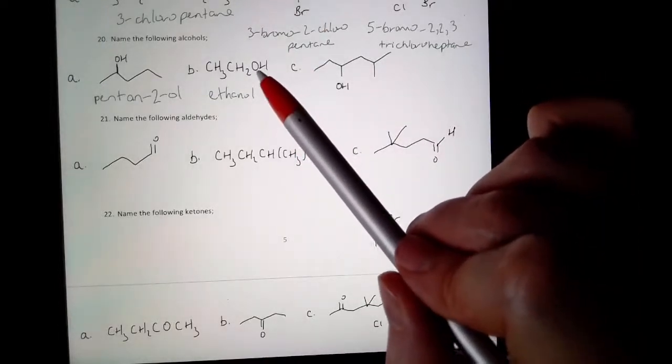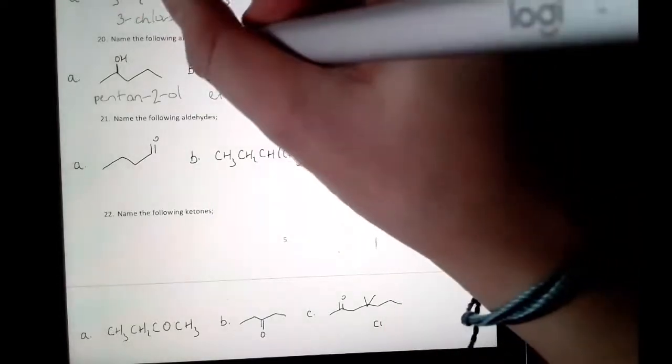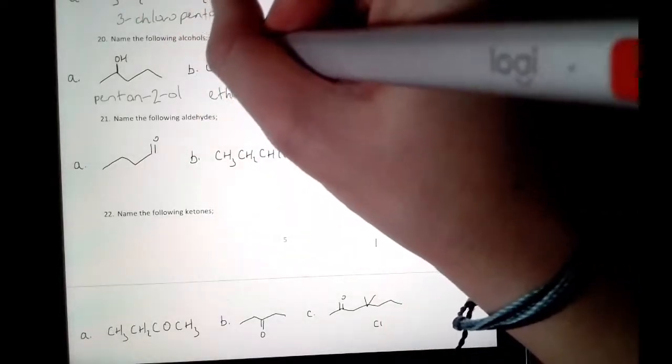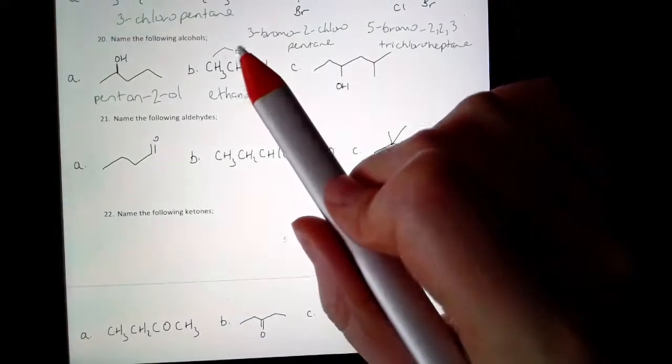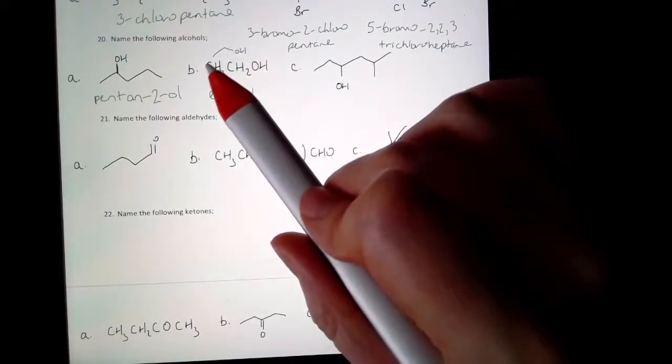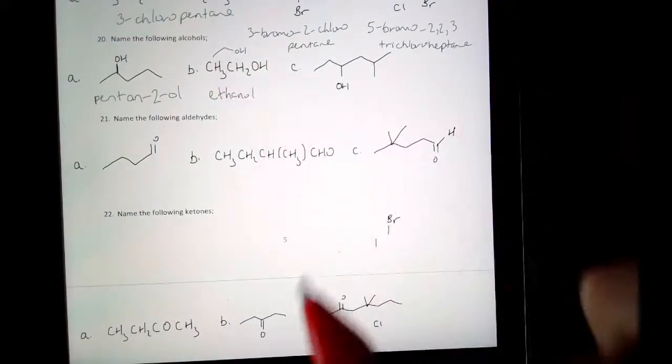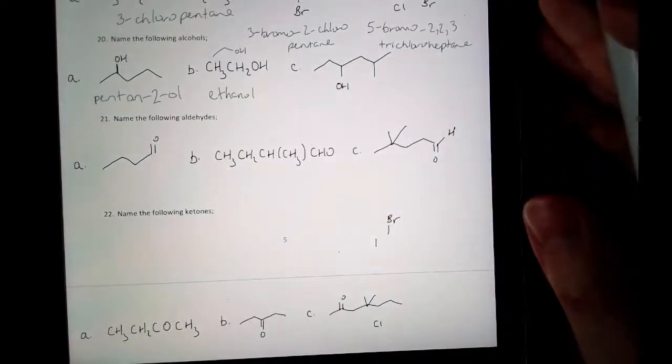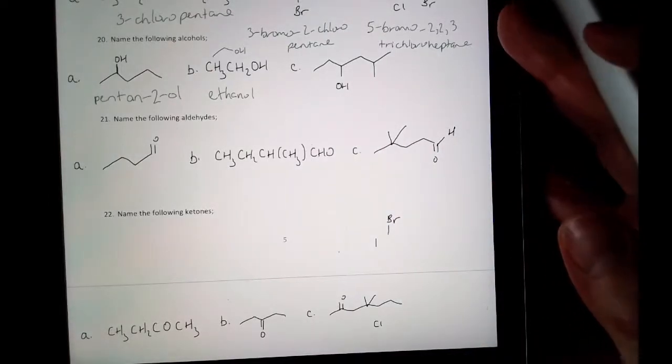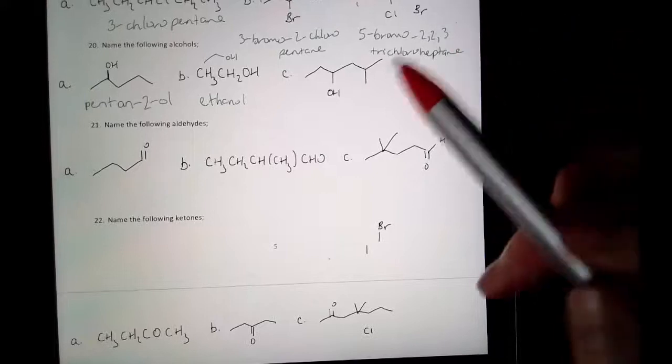If I draw it for you, you've got CH3, CH2OH. If I have it on this carbon, I'm going to call this carbon number 1. If I put it on the other side, I would call that carbon number 1. So it's always going to be ethan 1-ol because it can only be ethan 1-ol. You just call it ethanol instead.